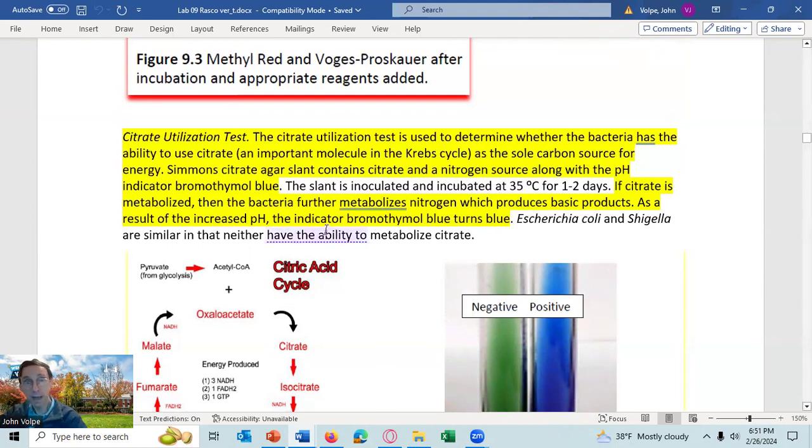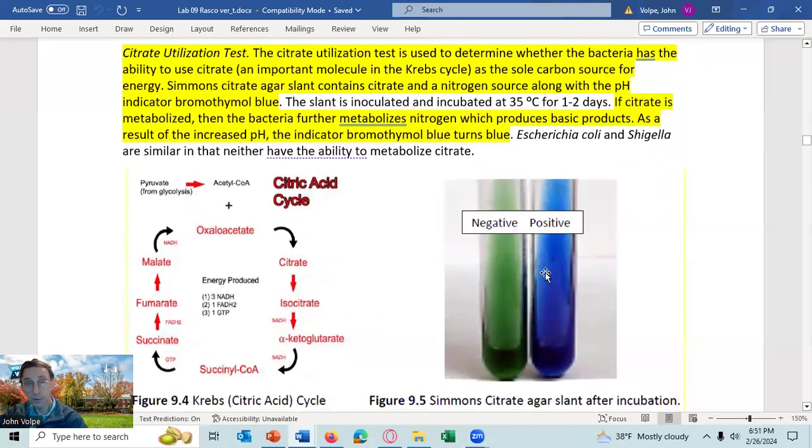Citrate, if it's metabolized, will make a basic end product, which will change the pH, and this pH indicator will switch from green to blue if citrate is metabolized. And you should see a growth on the tube. This tube's not showing you any growth, but you can assume there's growth there because it's blue.